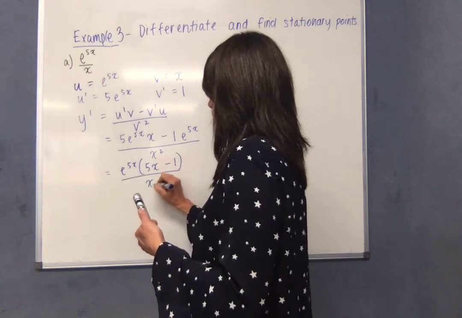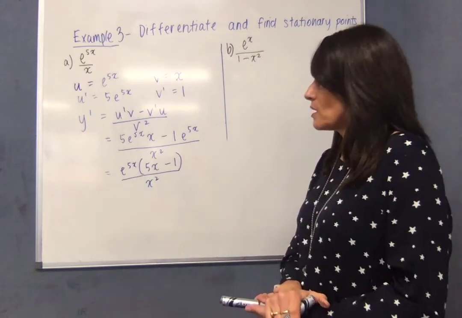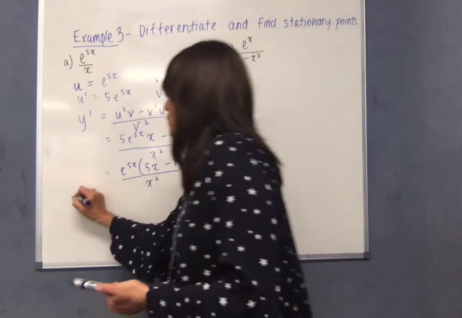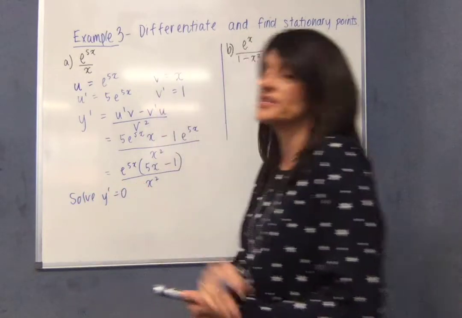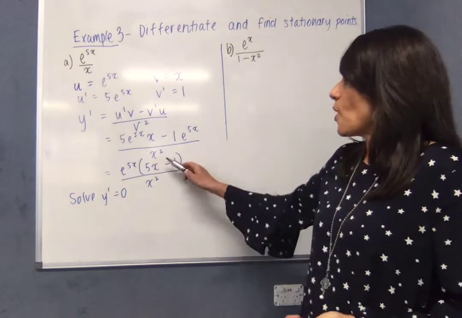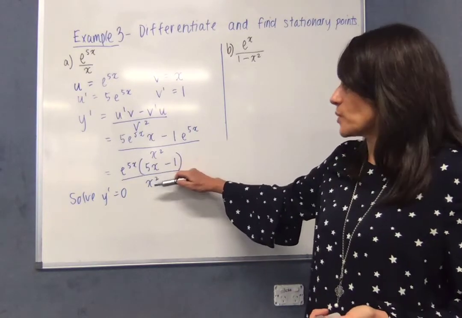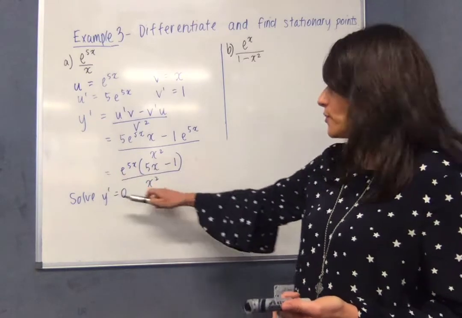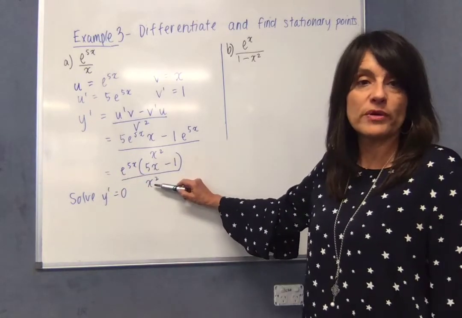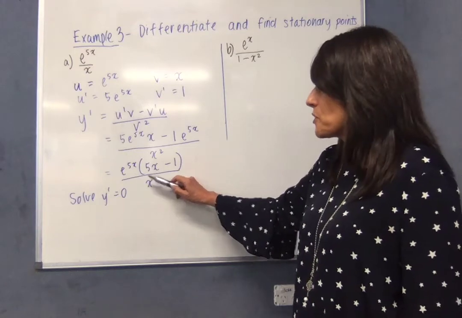Now we need to think about when we're going to find our stationary points, we're solving when y dash is equal to 0. So think about what values for x we can substitute in here that will give us a result of 0. Now obviously we can't have a 0 denominator, so x cannot equal 0.